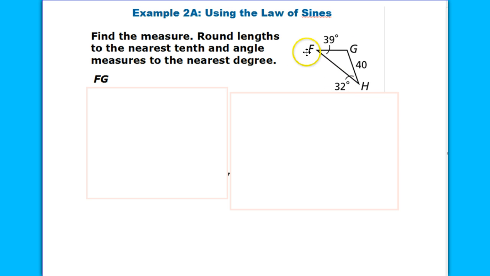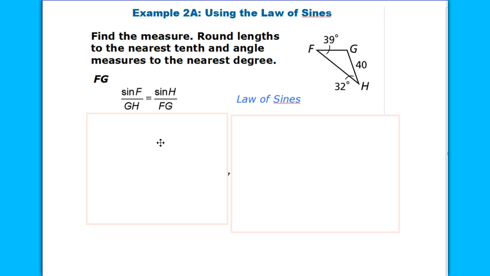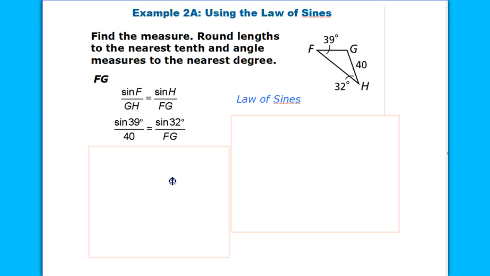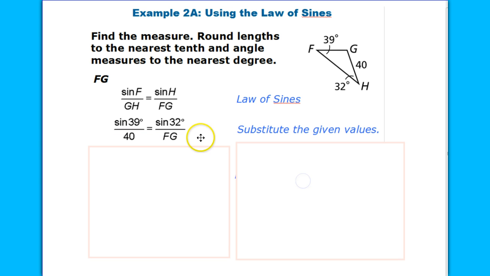So we know that FG is opposite this angle H, right? So the sine of H over this missing side, let's call it X, equals the sine of F over 40, using our law of sines. Okay, and now we substitute what we know. We know that F is 39 degrees and GH is 40, and we know that H is a 32 degree angle, and now we simply have one unknown, FG.